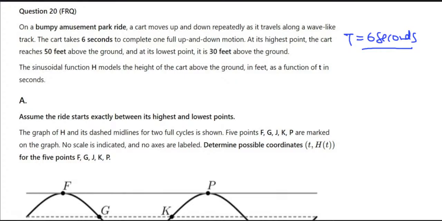At the highest point, the cart is at 50. So I know that the maxima is 50. And the minima, the lowest point, is 30. So that's also given in the question.